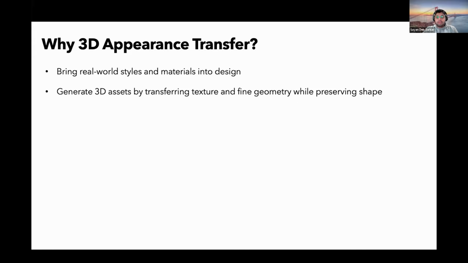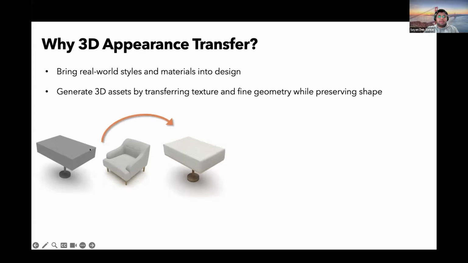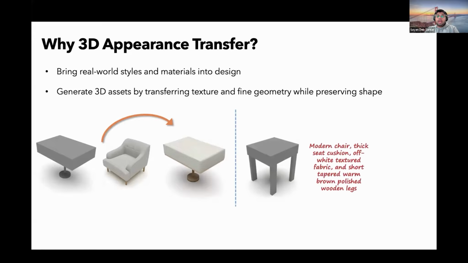And the second point is you would like to generate 3D assets by transferring texture and fine geometry while preserving the shape. What I mean is, let's say you have this table at your home and you have the picture of a couch that you saw somewhere, can you get the table in the same way as a couch, right?